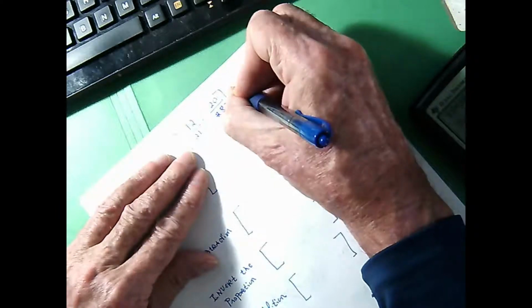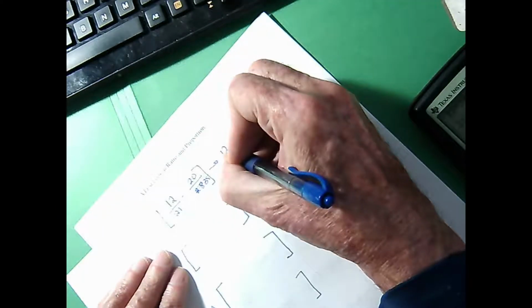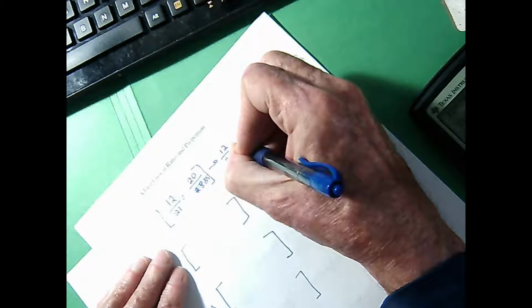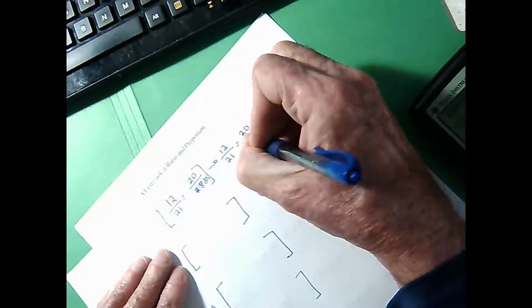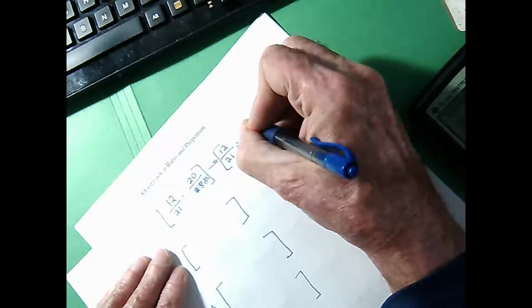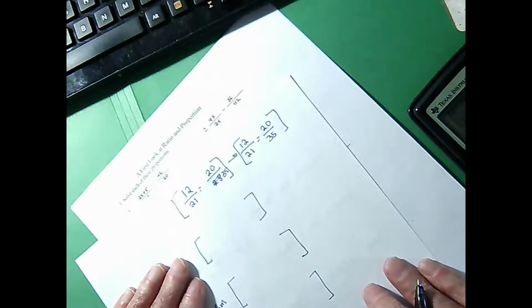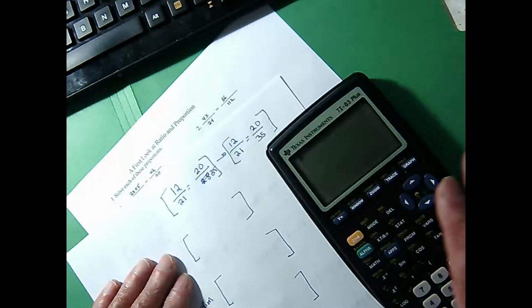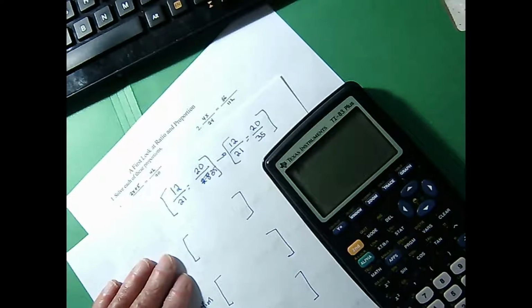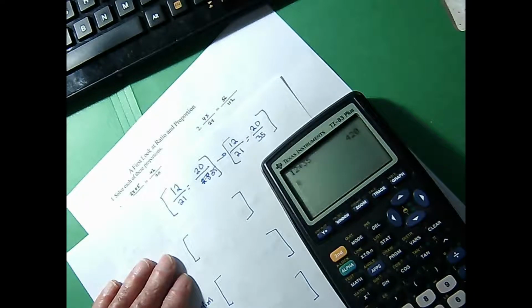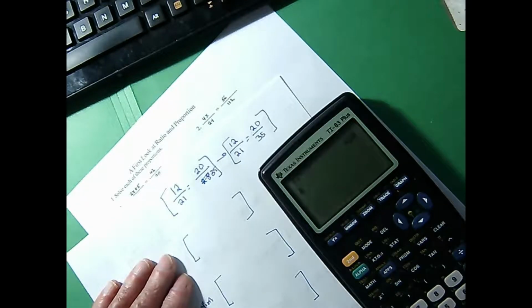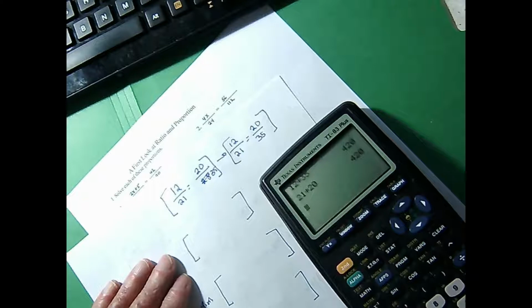Let's start with a different proportion, a valid one. 12 is to 21 as 20 is to 35. I've got to start with a valid proportion if I want these other things to be valid. Now, I think that this is a valid proportion, but because I've made a couple of mistakes and want to get this right, I'm going to check on that. 12 times 35, that's 420. And what about 21 times 20? Yep, that's 420 also. So since the cross products are equal, I know that that's a valid proportion.